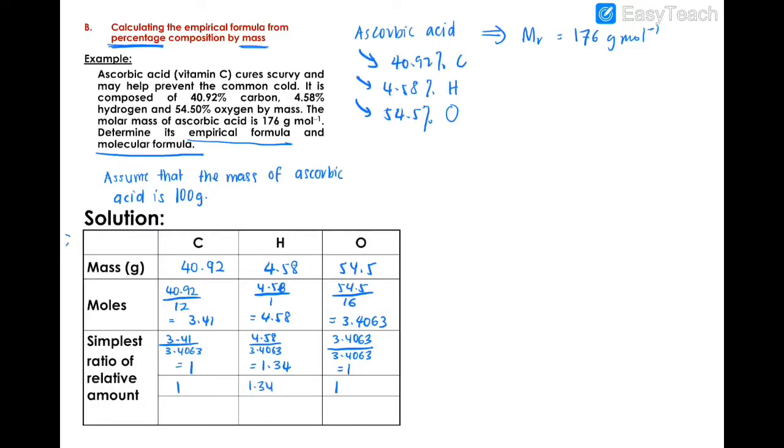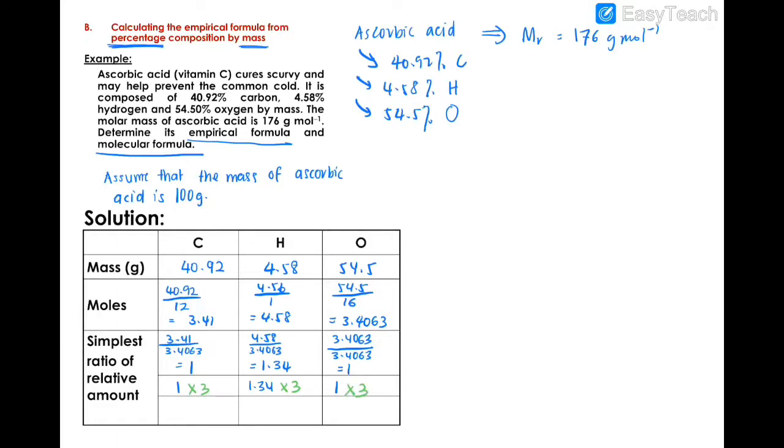1.34 and 1. Okay, so what do we need to do now is kita tengok kepada yang nombor perpuluhan tu. We need to times it with something in order to get a whole number value. So in this case, kita kena darabkan dengan 3. Okay, baru dia akan dapat perpuluhan. Okay, jadi adakah hidrogen sahaja yang nak kena darab 3? No, kelas, semua kita nak kena darabkan dengan 3.